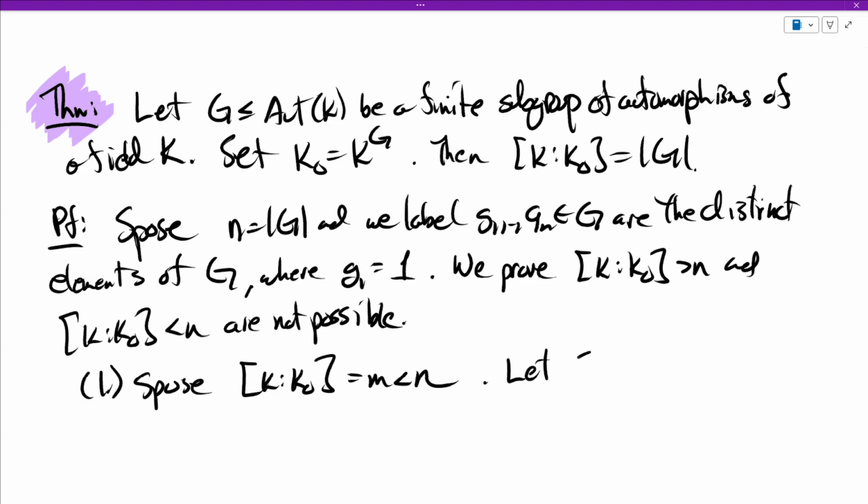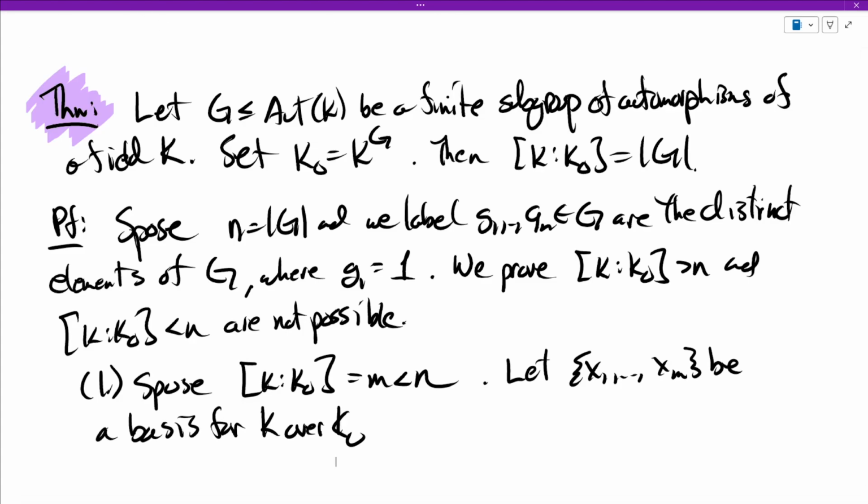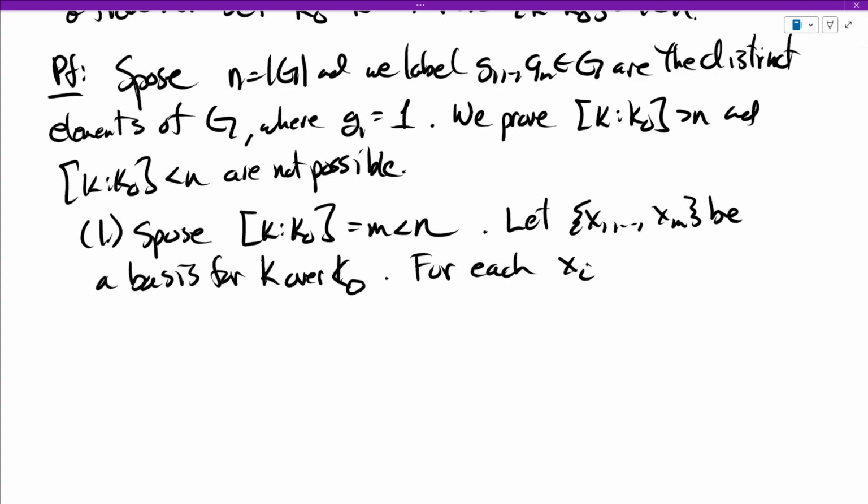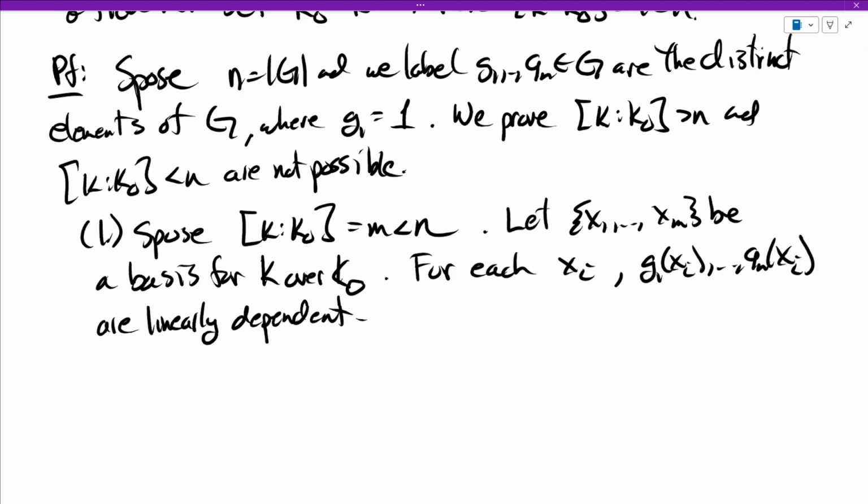We are going to let x1 through xm be a basis for K over K0. All right. Now, what can we do? Well, for each xi, g1 of xi all the way up to gn of xi are linearly dependent. Why is that? Well, the g's may do different things to the xi's, but there's more. How many outputs are there? There's n outputs, and the size of a basis is m. So there's more vectors than in a basis, so they're linearly dependent.